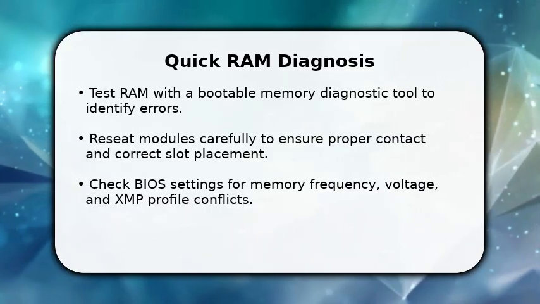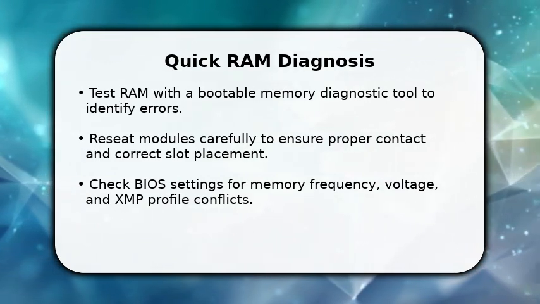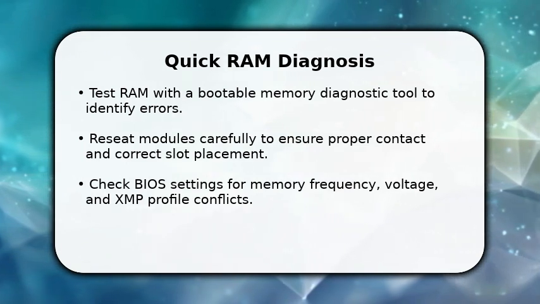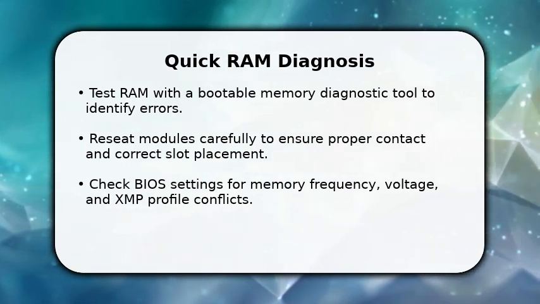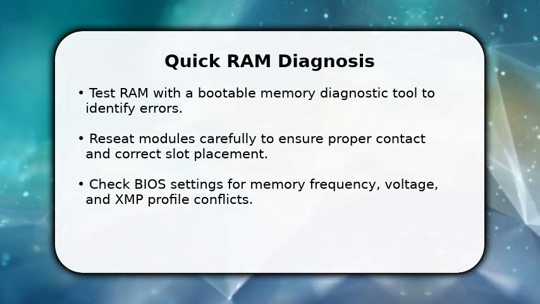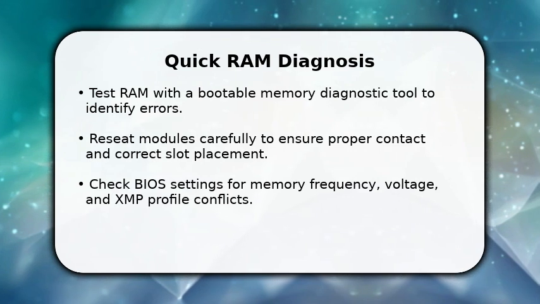In this video, I will show how to fix RAM problems, the easy way. First, power down and unplug your PC, then ground yourself to prevent static damage. Remove and reseat each memory stick, swapping slots to test for bad channels. Boot into BIOS to check memory timing and voltage, and run a memory diagnostic to catch errors.